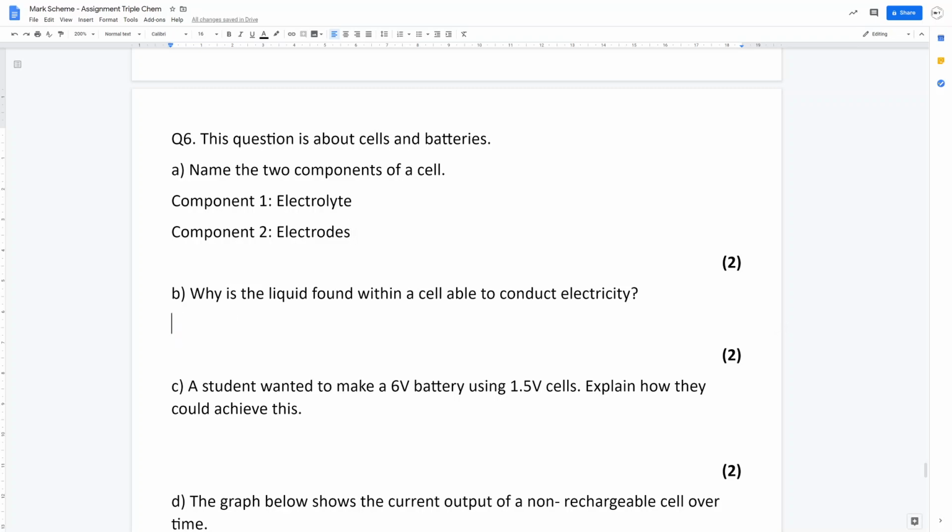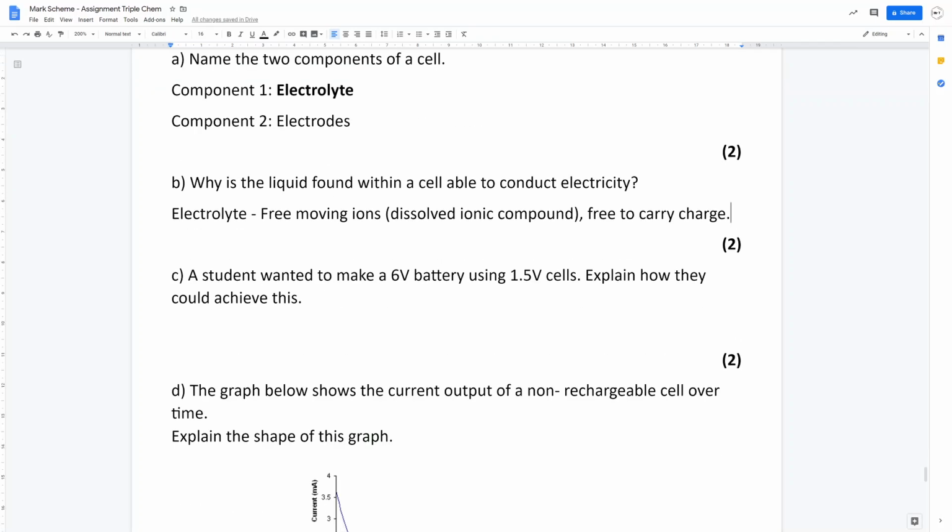The liquid found within the cell is this electrolyte stuff here, okay? And the electrolyte has free moving ions because it's molten or dissolved. Well, it's going to be dissolved, isn't it? It's not going to be a molten battery. That'd be horrendous. Because it's a dissolved ionic compound. You don't need to write that, but it's got free moving ions, which are free to move and carry charge. So your ions can move freely in the electrolyte and carry charge.